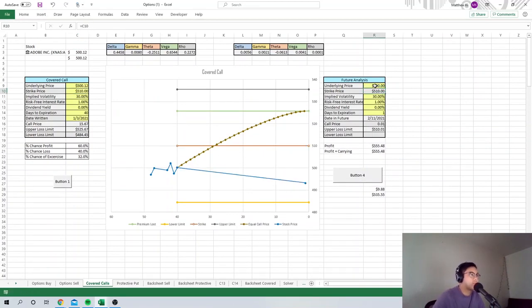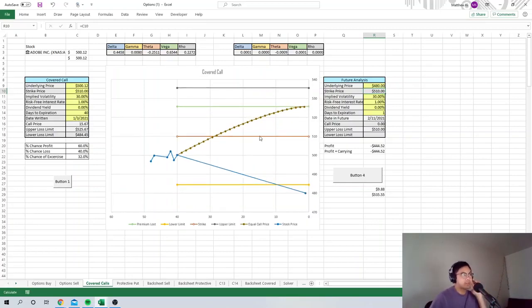490. We're still at a gain. 555. 480. Basically, no one's going to exercise it because it's way below the strike price, but you also own the stock, so you don't want it to go down. So here you're losing money because of the premium. This is if it goes below the premium that you gained, then you start losing money. So that's covered calls for you right there in a nutshell.